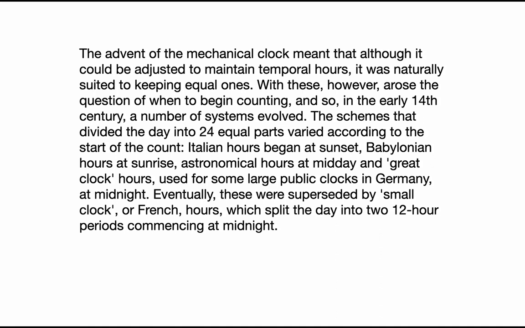With these, however, arose the question of when to begin counting, and so, in the early 14th century, a number of systems evolved. The schemes that divided the day into 24 equal parts varied according to the start of the count. Iranian hours began at sunset, Babylonian hours at sunrise, astronomical hours at midday, and great clock hours, used for some large public clocks in Germany, at midnight. Eventually, these were superseded by small clock, or French, hours, which split the day into two 12-hour periods commencing at midnight.